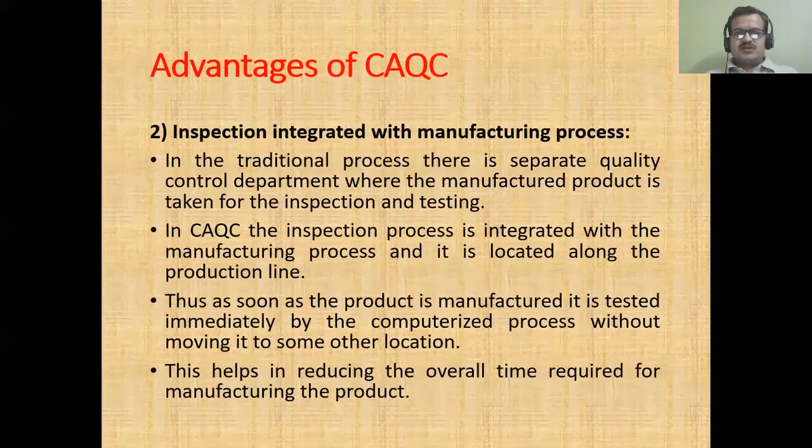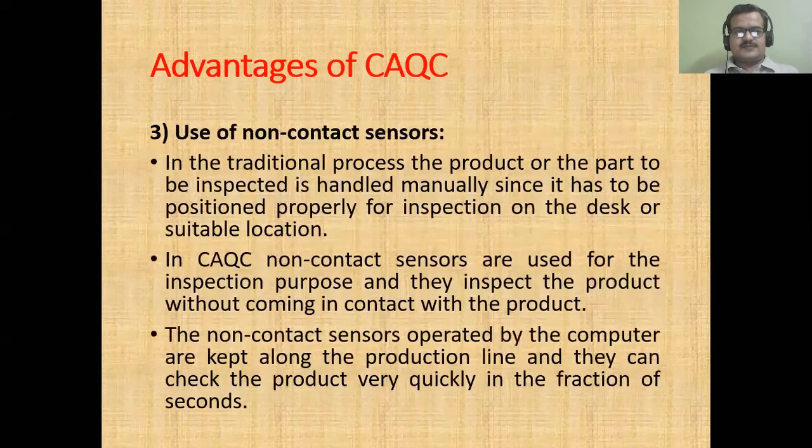Then inspection can be integrated with the manufacturing process, which is possible only with CAQC. With the traditional process, we have to take the sample to the quality control room, inspect it and then take the decision. So there is a time lag between inspection and the manufacturing decision. Use of non-contact sensors is also possible in CAQC, because in the traditional process we generally handle the part to be inspected, whereas in CAQC we have the option to use even non-contact type of sensors.